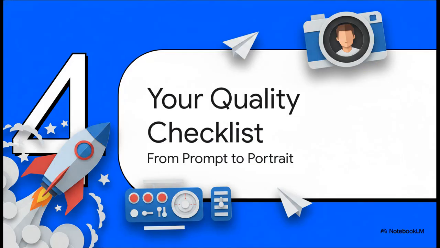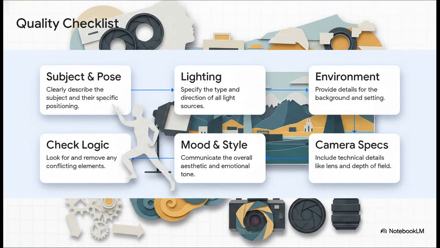Okay, so you've deconstructed your vision, you've picked your building blocks from the templates. Now before you hit generate, there is one final crucial step. Think of this as your pre-flight check to make sure you have a perfect launch. This checklist just makes everything simple. Run through these 6 steps every time. Have you clearly described your subject and their pose? Is the lighting specific, including the direction?